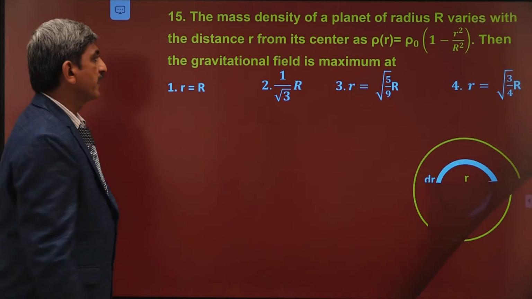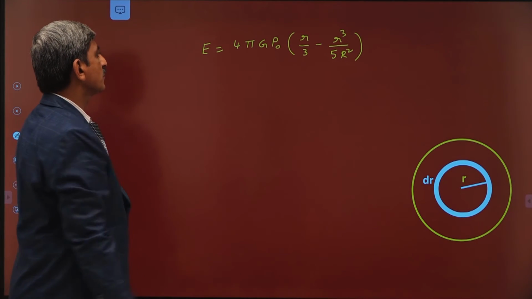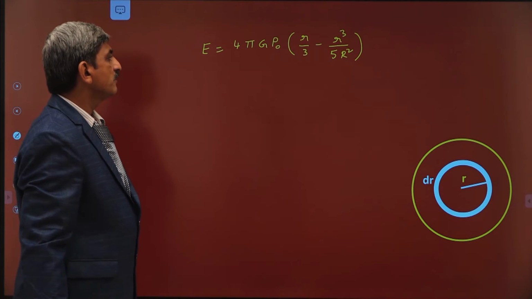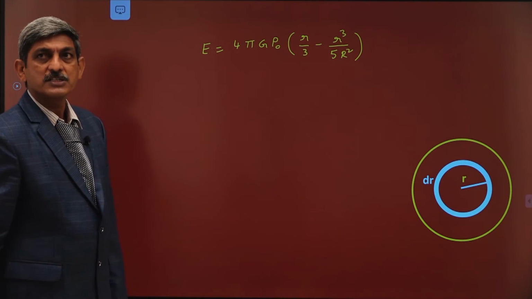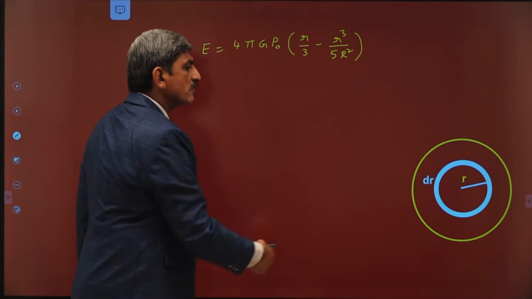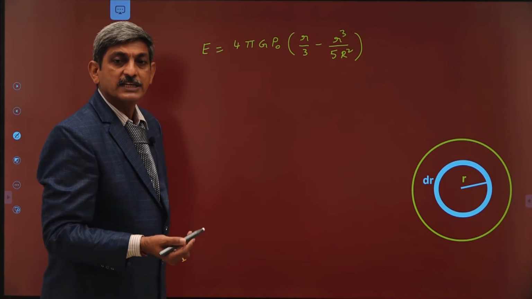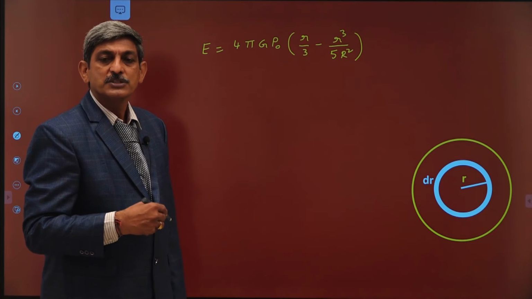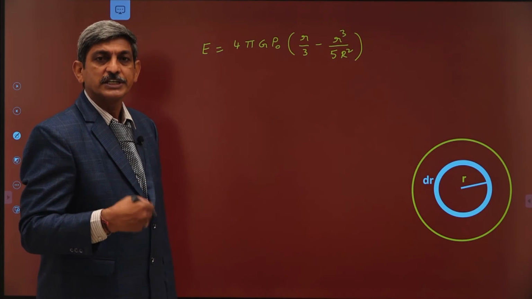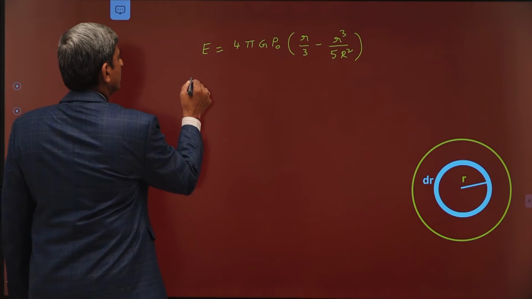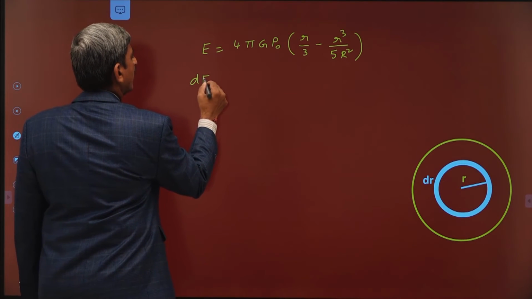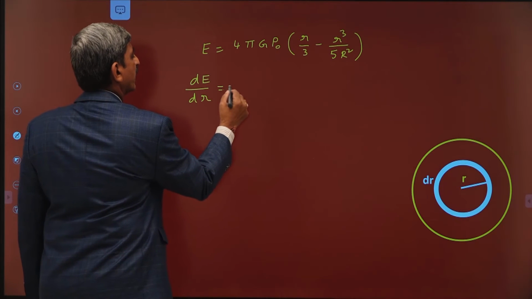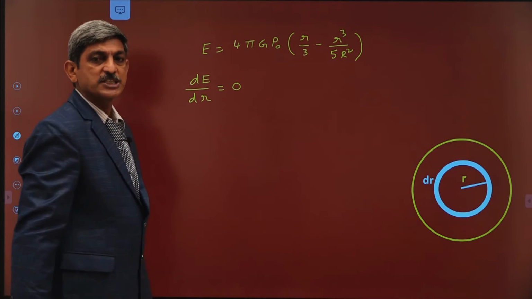This is the value we obtained, that is E is equal to 4 pi G rho naught times (r by 3 minus r cube by 5R square). But in this problem we want to determine the position where the gravitational field is 0. That condition can be obtained by using maxima and minima, what you studied in mathematics. That is, if dE by dr is equal to 0, then we get the condition of the maxima.